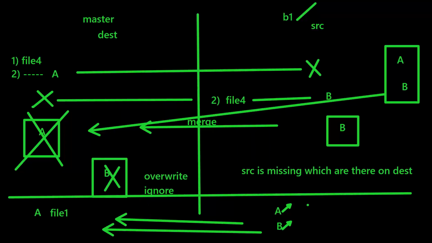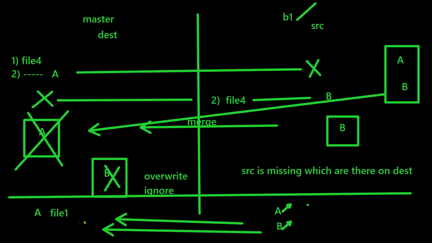Yes. Okay. Don't think that just because of the file name you get a conflict. Like I already told you, Git doesn't work with respect to files or changes. It works with respect to commit IDs. So if the source is missing some commits which are there on the destination, then you get a conflict.